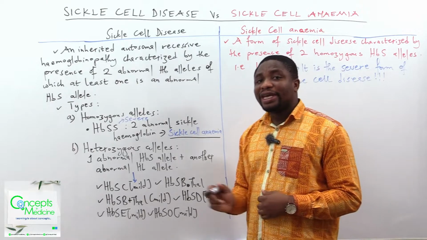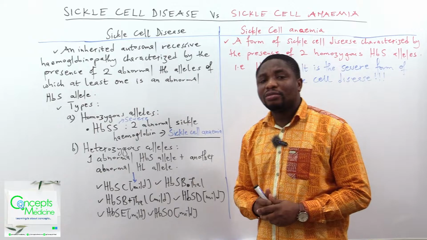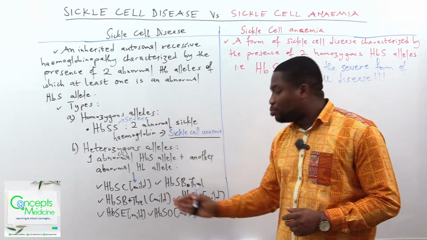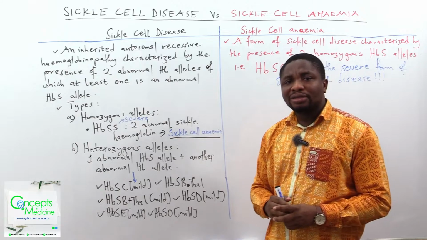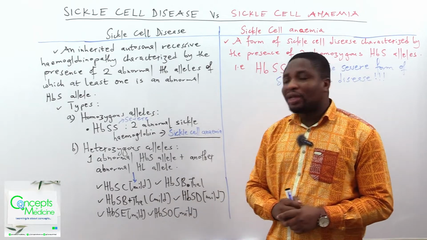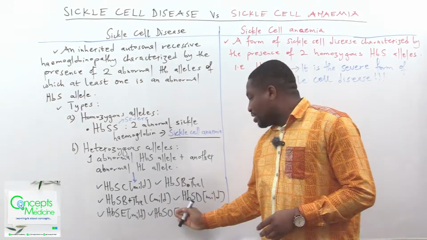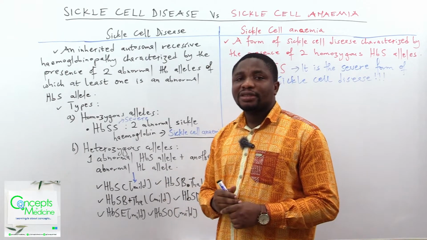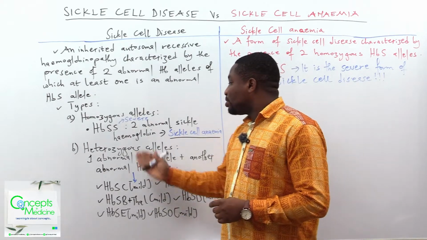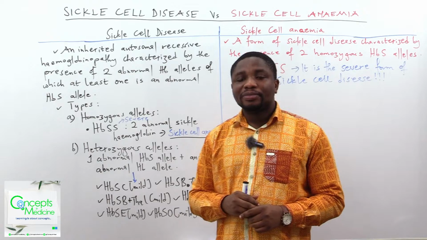Then we can also talk about HBS beta plus thalassemia, which is also a mild form. Then HBSD is mild, HBSE is also mild, and HBSO is also mild. HBSD, E and HBSO are not so common compared to the rest. But out of all of them, HBSS is the most common and the most severe.